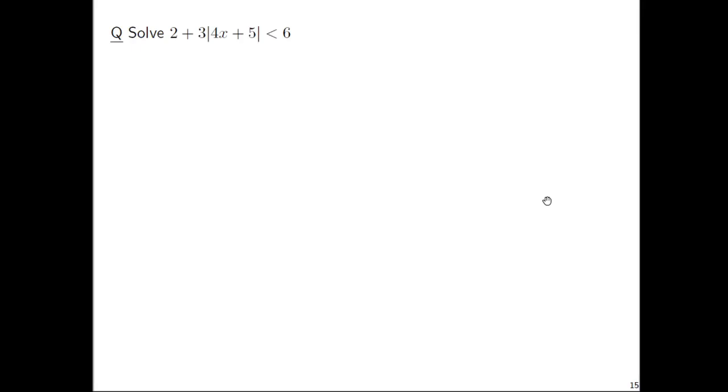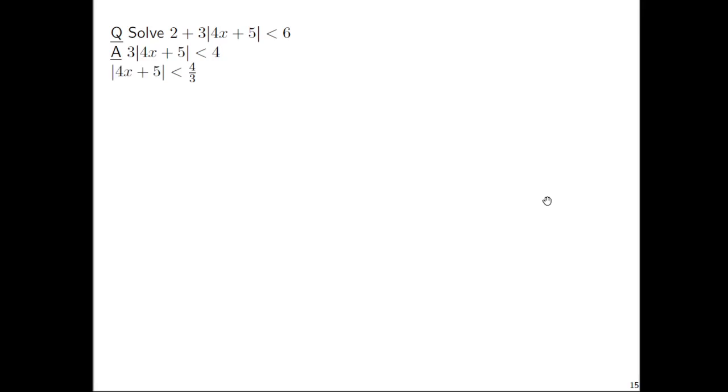Let's take a look at solving a more complicated inequality. 2 plus 3 times the absolute value of 4x plus 5, close absolute value, less than 6. Now there's no 2 plus 3 here. I know it looks like there's a 2 plus 3 to start, but don't turn that into a 5. Order of operations still applies. It's 3 times the absolute value thingy, which happens first. So let's just undo that plus 2 term by subtracting 2 on both sides. So 3 times absolute value of 4x plus 5 is less than 4. Divide both sides by 3.